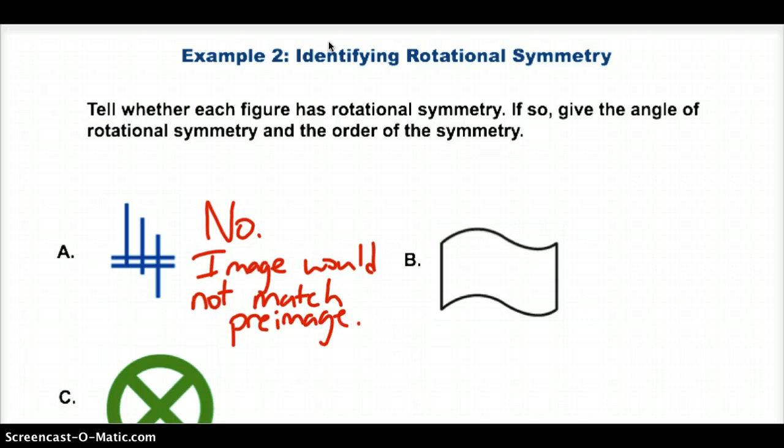Okay, let's look at part B here. Part B, you have something that maybe looks like a flag that's in the wind. Let's think about this. If I were to rotate this 90 degrees, this might be what it kind of looks like.